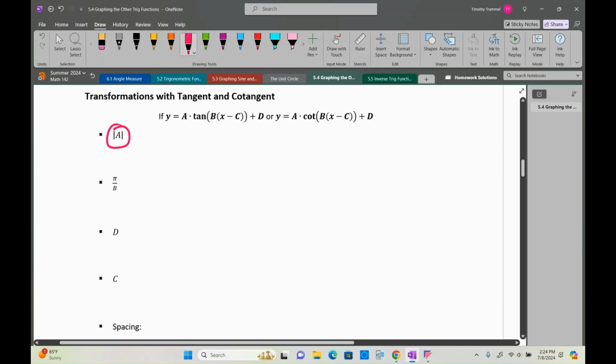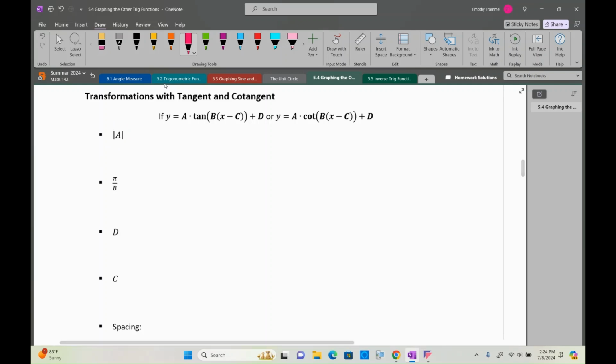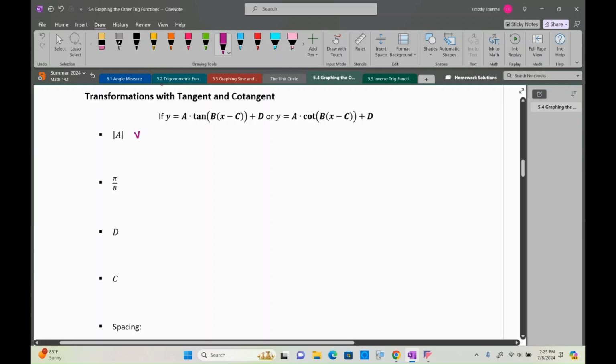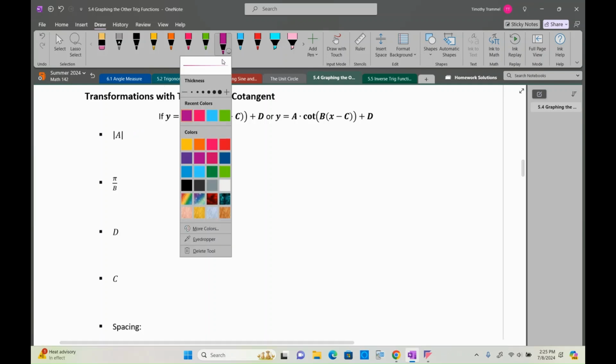So the absolute value of A, before, we were calling this the amplitude because the amplitude tells us how far we go from the center of the wave to the top or the center of the wave to the bottom. Okay. But we're not working with waves anymore when we're working with tangent. So this absolute value of A is just simply the vertical stretch or compression. And so let's go ahead and write that in here.